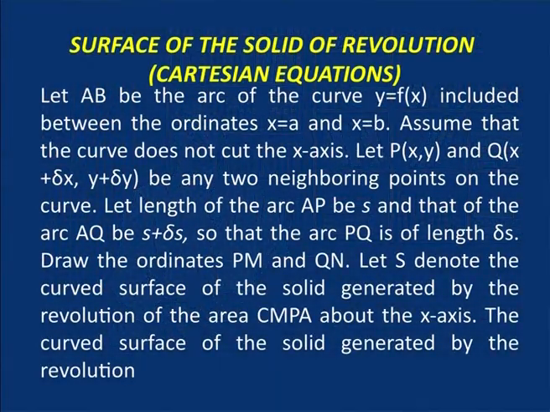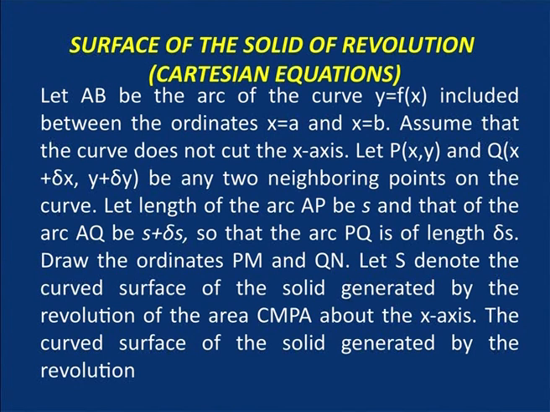Now, I will explain the surface of solid of revolution. If a curve revolves about x axis, it generates a solid. We find the surface area of the solid thus generated using the following method. For the Cartesian curve, let AB be the arc of the function y is equal to f(x) included between the ordinates x is equal to a and x is equal to b. Assume that the curve does not cut x axis.